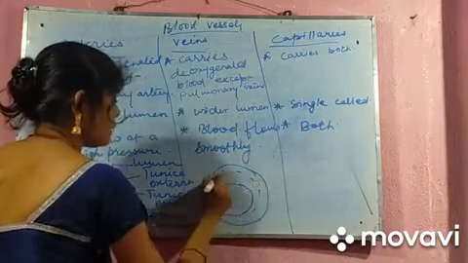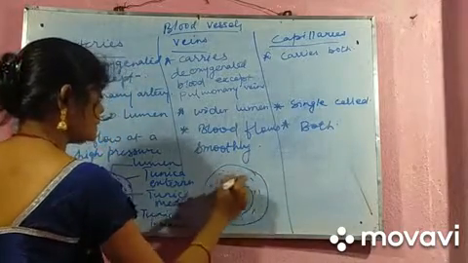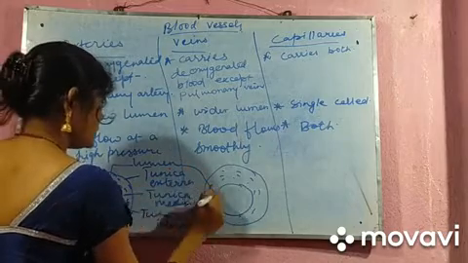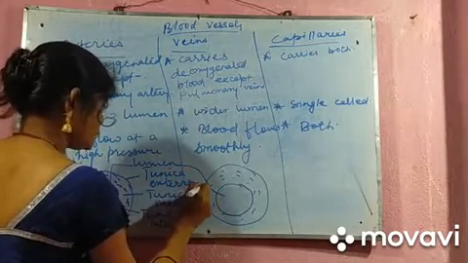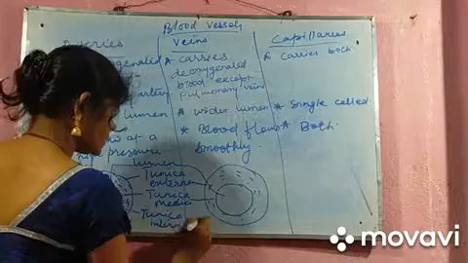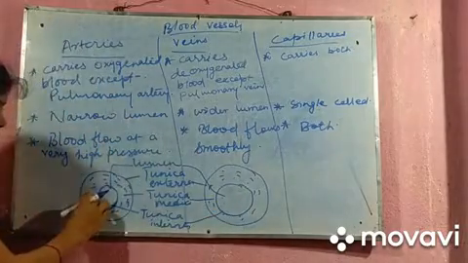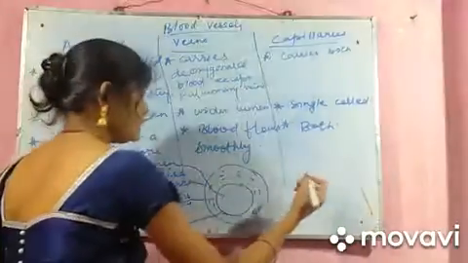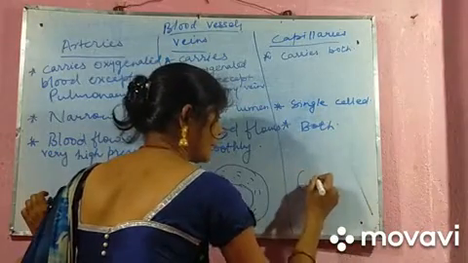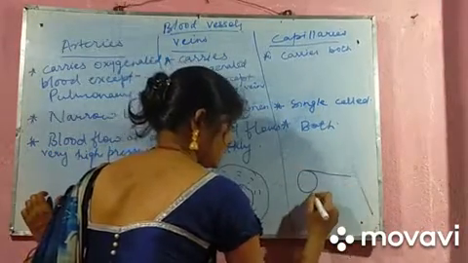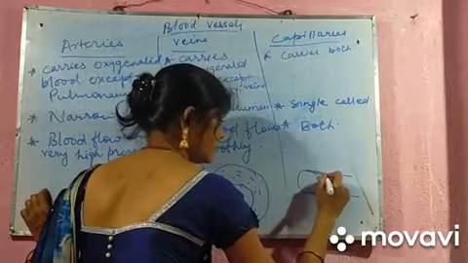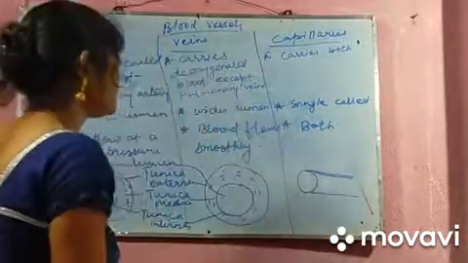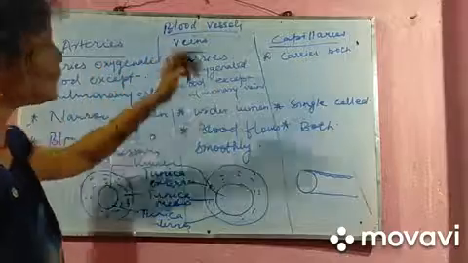It is having the same parts. It is also made up of 3 layers. This one is the lumen, this one is the tunica externa, this one is the media, and this one is the interna. Here the lumen is smaller, narrower. Here it is wider. And if you see the capillaries, it is a single cell. So these are the different parts of the blood vessels.